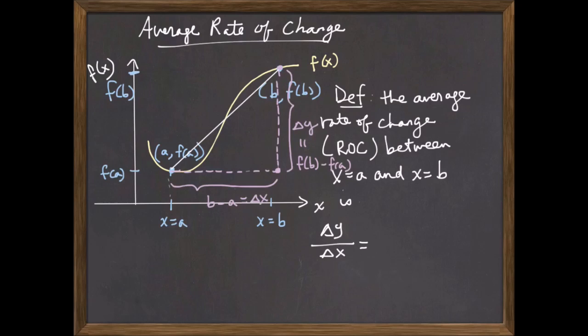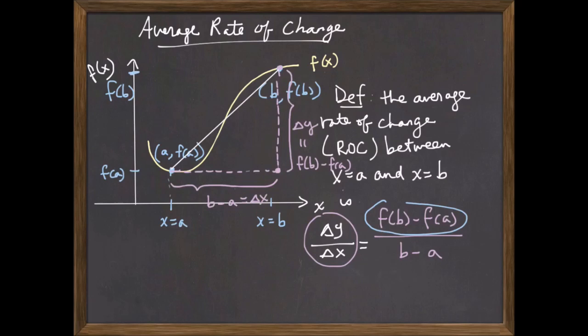So with this definition of change in y over change in x, this is given by f of b minus f of a divided by b minus a. So in a way, the rate of change between 2 points is given by the y value difference divided by the x value difference between those 2 points. In this expression, the quantity f of b minus f of a is also known as the net change.